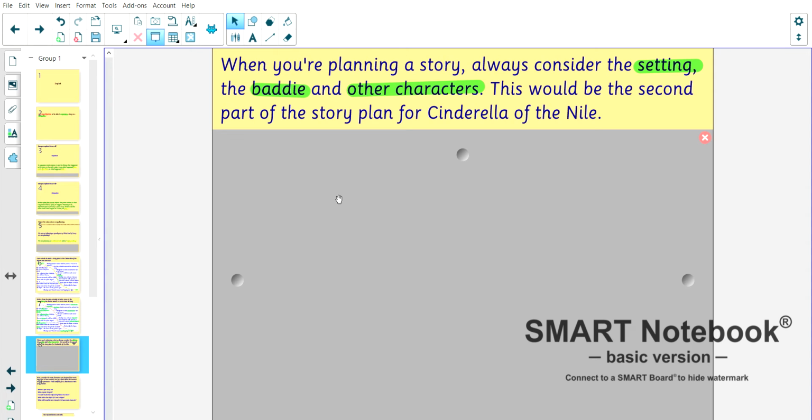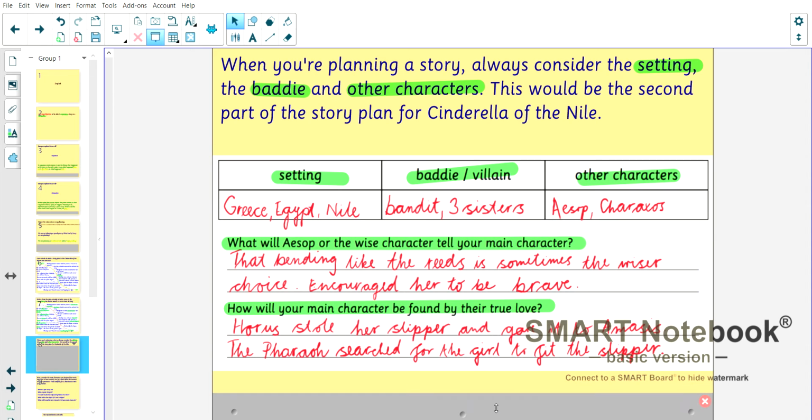Now, when you are planning a story, always consider the setting, the baddie, meaning the villain, and other characters. This would be the second part of the story plan that you make for your version of Cinderella as well, and this is the one that looks like for Cinderella of the Nile. So setting is Greece, Egypt, and the Nile. The baddie and the villain is the bandit and the three sisters, and some of the other characters are Aesop, Charaxus, and perhaps the pharaoh Amasis.